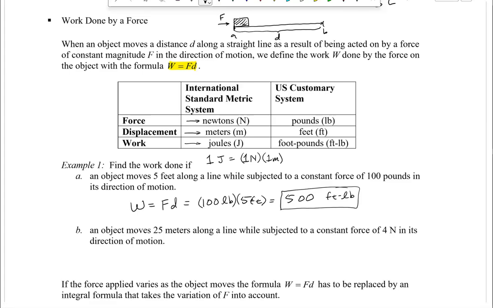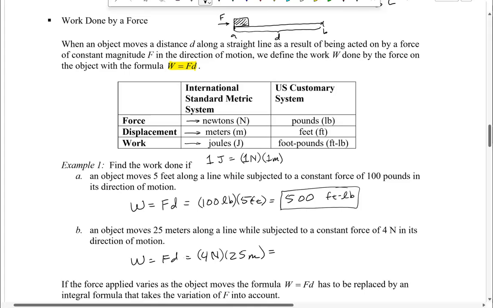And from there, for part B, an object moves 25 meters along a line while subjected to a constant force of 4 newtons in its direction of motion. So again, the work is a constant force times the distance traveled, which here is 4 newtons times 25 meters, and that will give us 100 joules, which, by the way, a joule is sometimes referred to as a newton meter, kind of like up here this was foot-pounds.